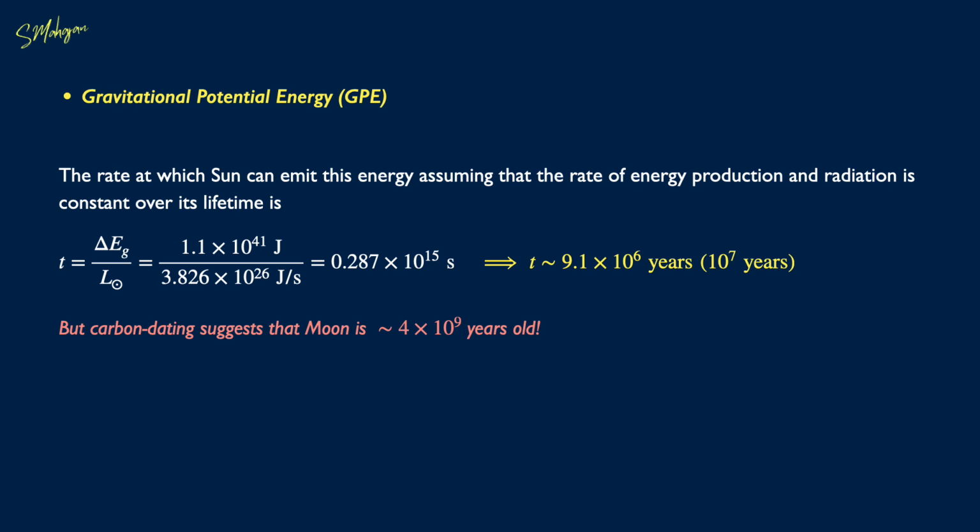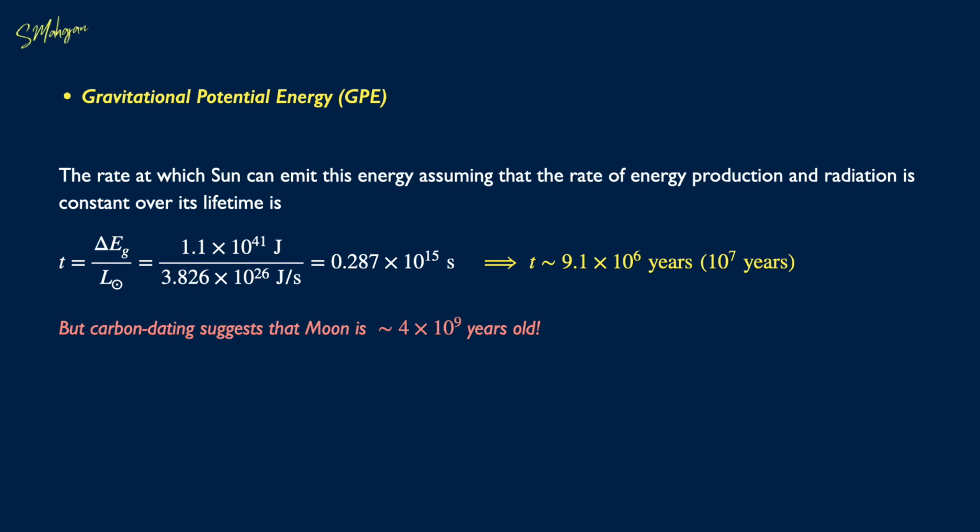But the rate at which the Sun can emit this energy, assuming that the rate of energy production and radiation remains constant over its lifetime, can be given by dividing its total gravitational potential energy by the energy emitted by the Sun per unit time. As shown here, the simple calculation shows that if gravitational potential energy were the source of the Sun's energy, it would live for 10 million years.